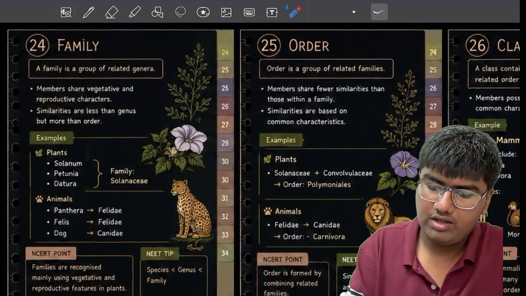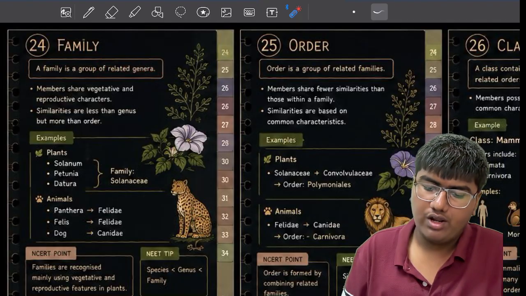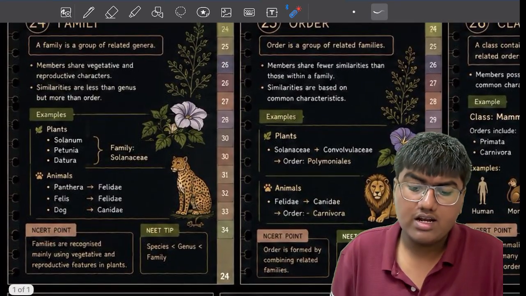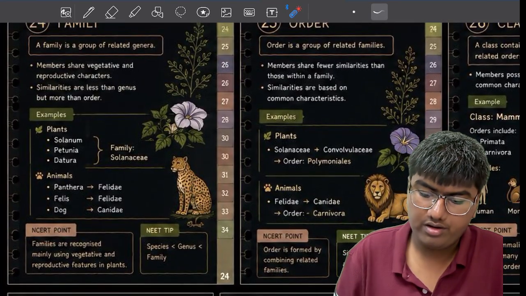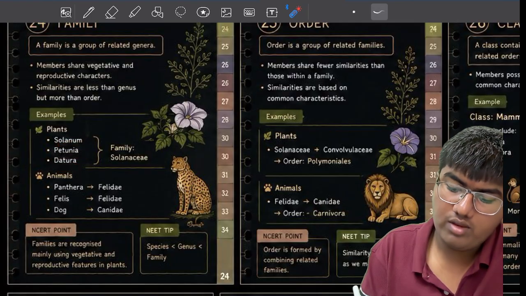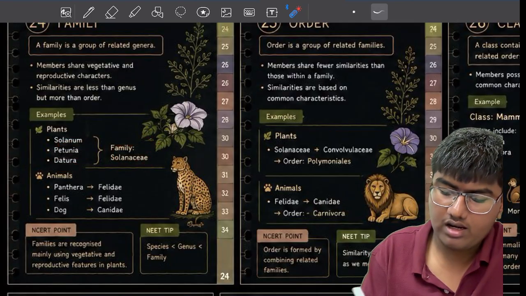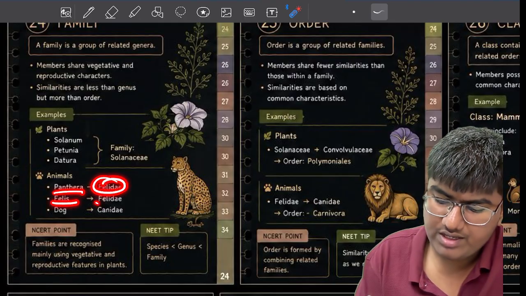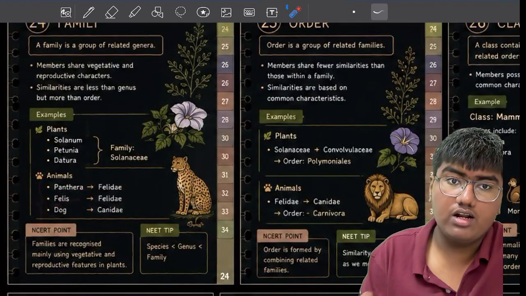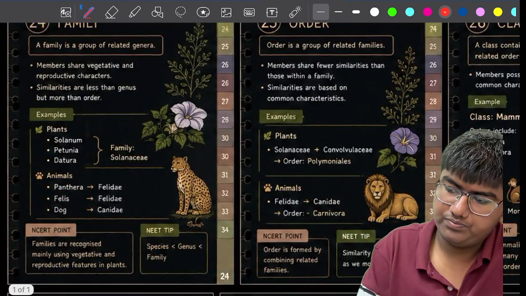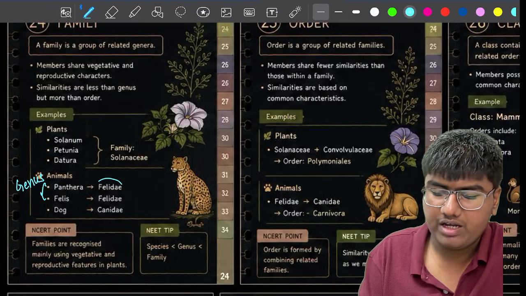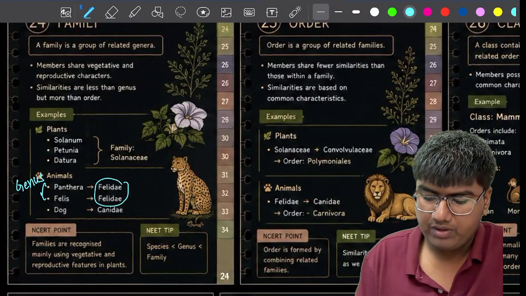Let's start from family. Family is nothing but a group of genera. Members share vegetative and reproductive characters here. Similarities are less than genus but more than order. Examples given here are Solanum, Petunia, Datura, all of them come under the family Solanaceae. Again, Panthera and Felis come under Felidae, and dog under Canidae. Here, Panthera and Felis are nothing but genera. These closely related genera come under one family, that is Felidae.